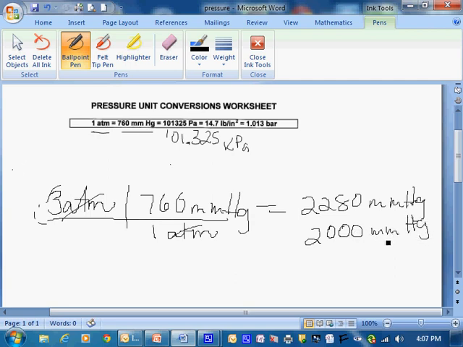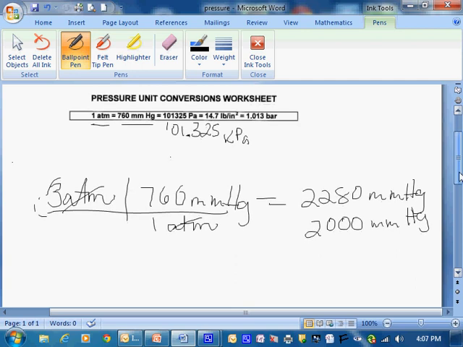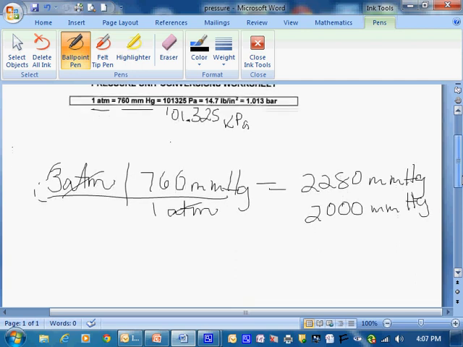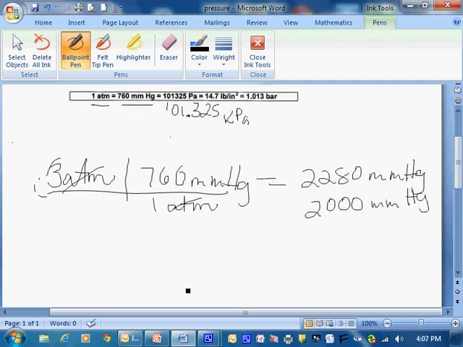Okay. Let's go ahead and do one more example. This time let's use millimeters of mercury and pounds per square inch. That's one that you might see. So let's say we have 115 pounds per square inch, and we want to convert to millimeters of mercury.